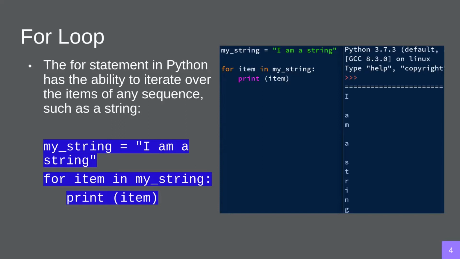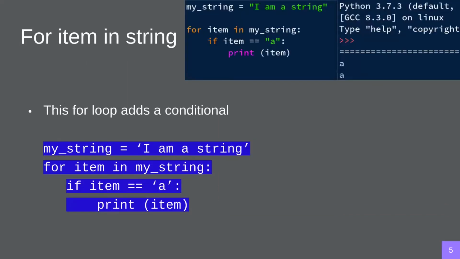Now, we can add a conditional to that as well. This for loop adds a conditional. We have my_string, "I am a string", and we can say, just like before, for item in my_string, if item is the same as the letter a, print item. Obviously in "I am a string", we've got these two a's here, so up here we print out only the two a's. So this for loop has a little test in it as well.